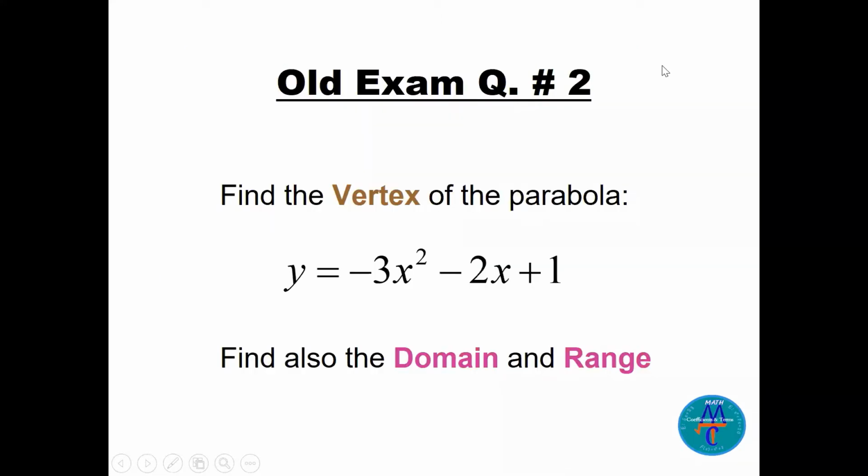Now question number 2 says, find the vertex of the parabola y equals minus 3x squared minus 2x plus 1. Find also the domain and range. If we look at this function, this is a quadratic function. Negative a here, it opens downwards. We can find the vertex in 2 ways. We can either complete the square, I will show you this method, or you can use the formula for h and k.